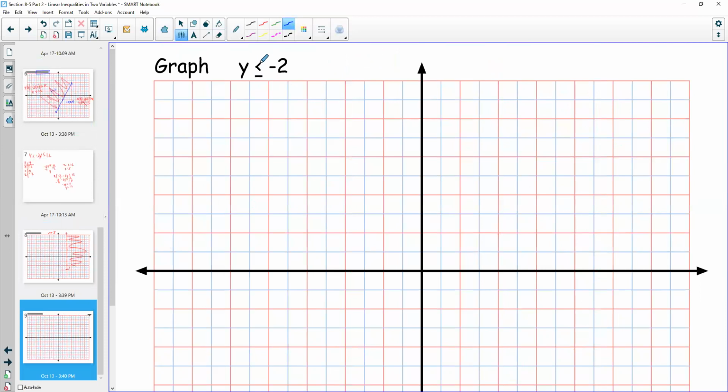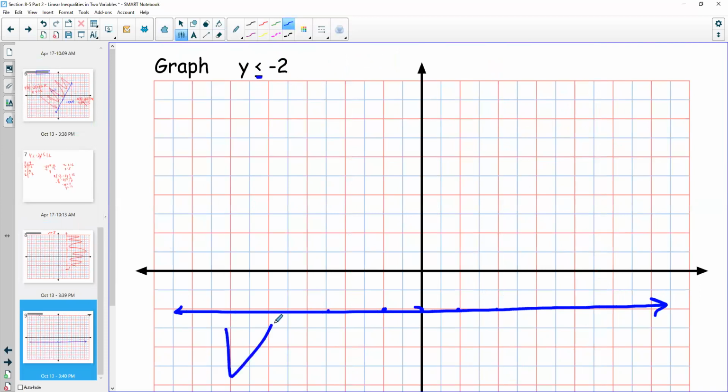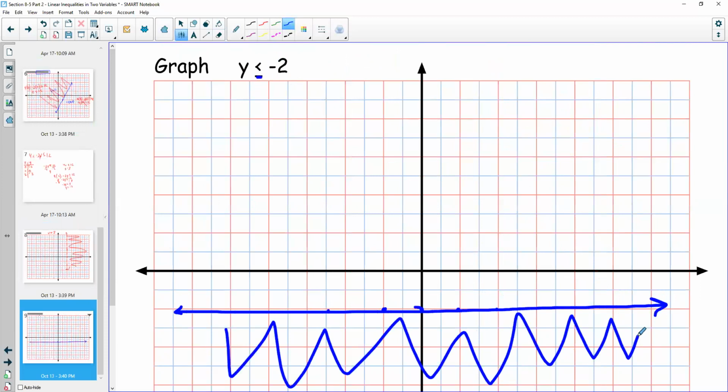Okay. Now, this one, solid line, right? So in this case, y is less than or equal to negative 2. So no matter what value of x I have, x is 0, y is negative 2. x is negative 2, y is negative 2. x is 2, y is negative 2. No matter what I choose, y is negative 2, which makes a horizontal line. Solid in this case because of the equal sign here. And then we have to think about where are the y's that are less than or equal to negative 2? Well, like negative 3 would work, negative 4, negative 5. They're all down here. And that's it.